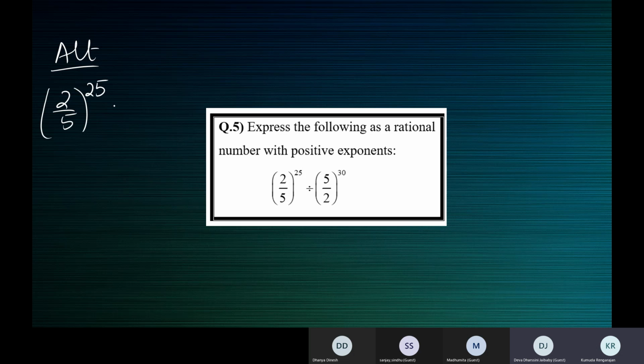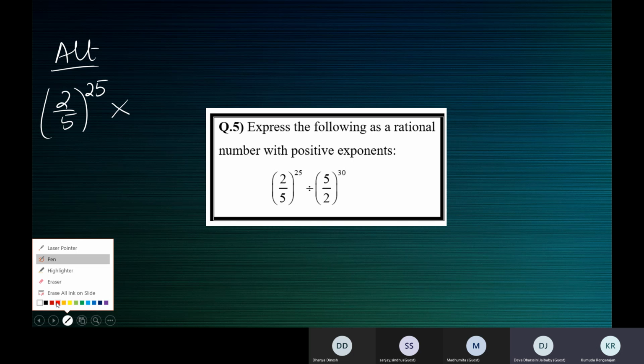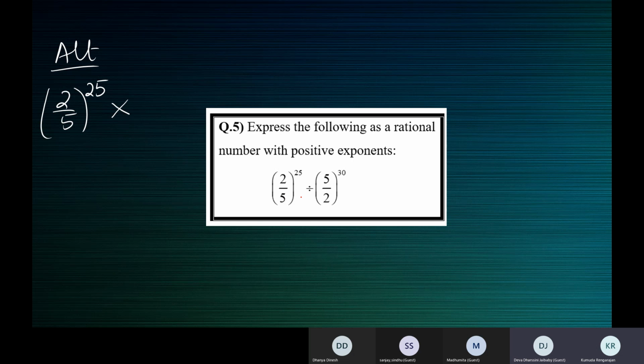Then division becomes multiplication, and we have to write the reciprocal of the next term. Reciprocal, not the equivalent. Now don't ask me why you should write reciprocal. You understand? Yes, ma'am. You take an example. As we just did, 4 by 9 divided by 16 by 27. 4 by 9, division becomes multiplication, and 16 by 27 becomes 27 by 16. Use the same funda here.